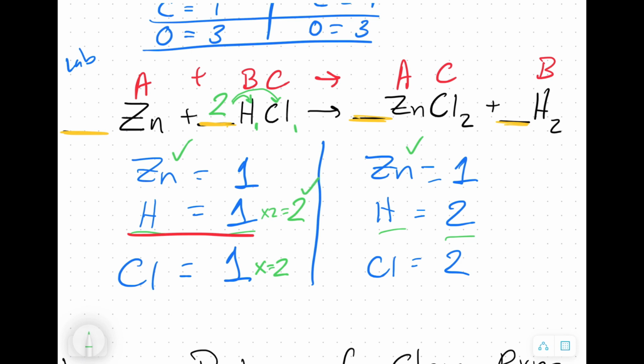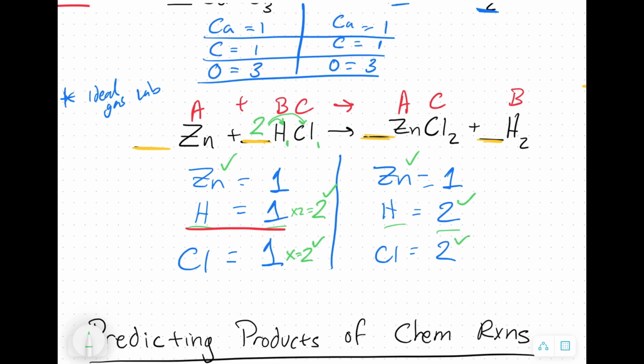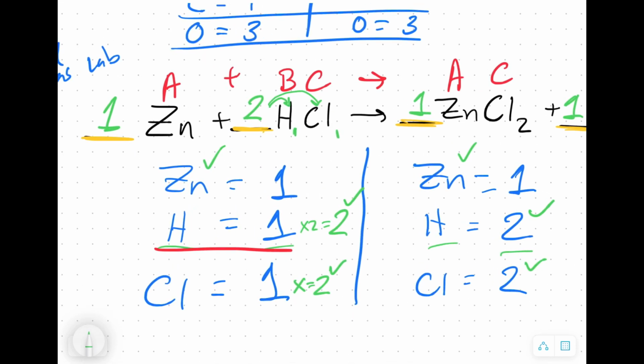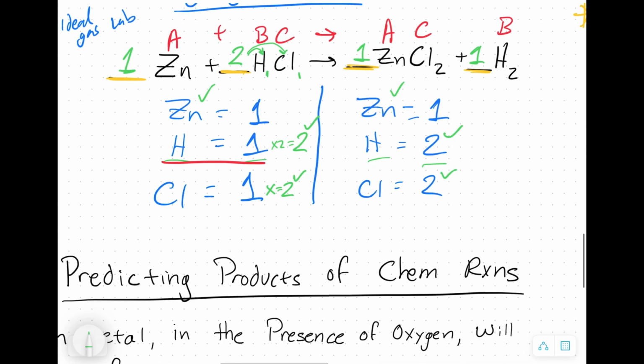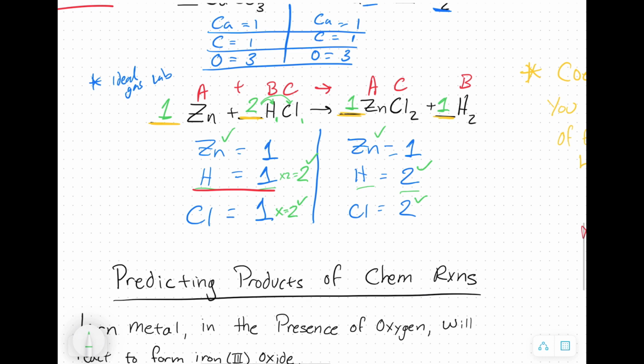So checking my H's, well, 2 is here, 2 is here, that works. And then checking my Cl's, 2 here, 2 here, that works. So my subscripts, or my coefficients, would be 1 zinc metal, 2 hydrochloric acids, 1 zinc chloride or zinc dichloride, and then 1 hydrogen gas. So that's going to be balancing chemical reactions in kind of like a nutshell.